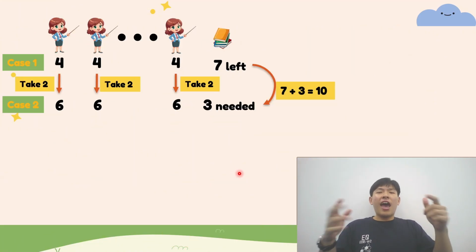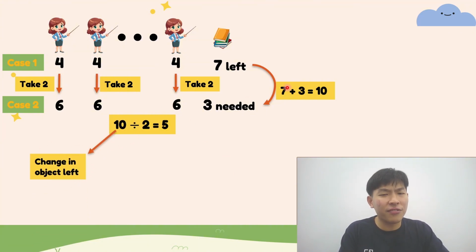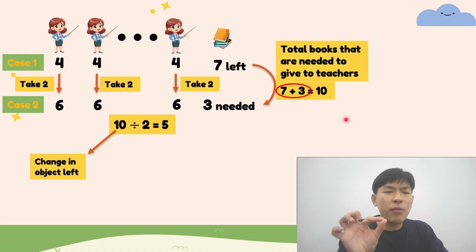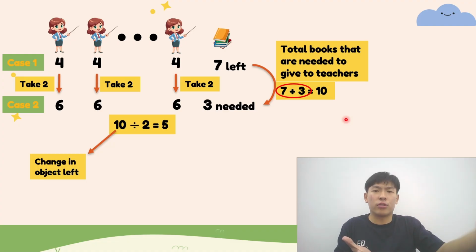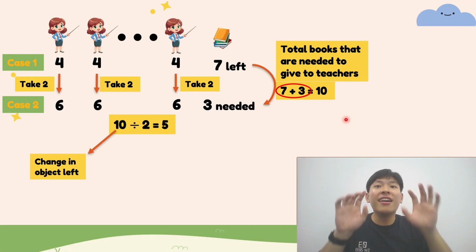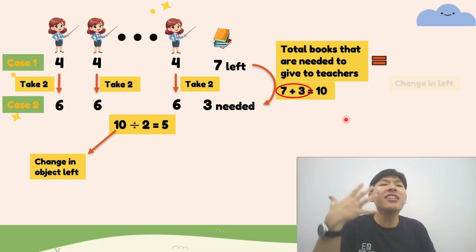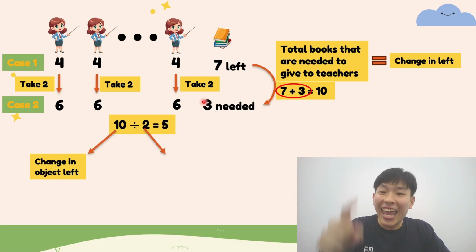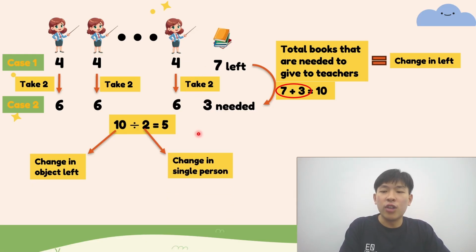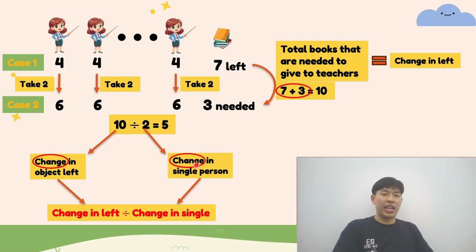Now, let's look at our summary. First, 10 divided by 2 equals 5. How did we find the number of teachers? Let's look at this 10 here. This 10 is the change in object left. We got it because we know that we have 7 books and we need 3 more books in order to give all teachers. So the number of books needed will be 7 plus 3 equals 10. This total number of books needed to give to teachers, we can say it as the change in left. And what about this 2 here? This 2 is the change in single person, or change in single. So in summary, we need to take change in left divided by change in single.